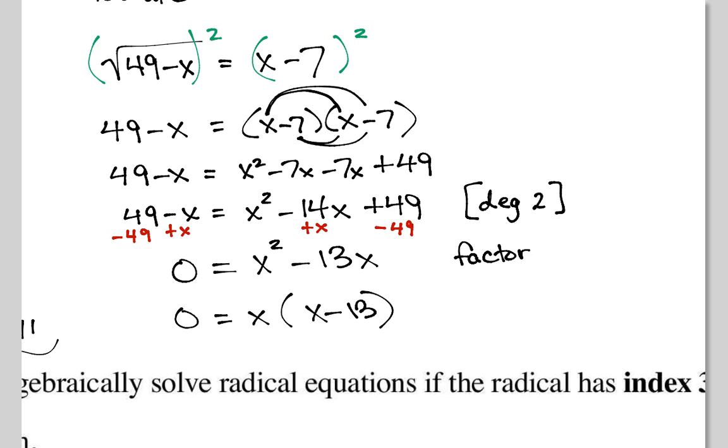Now do you know what the answers are here? What's going to make the right side 0? Positive 13 and 0. If x is just by itself, it's just 0. But if x is written as a binomial, like that, it's just the opposite. Now we got to go check those answers.